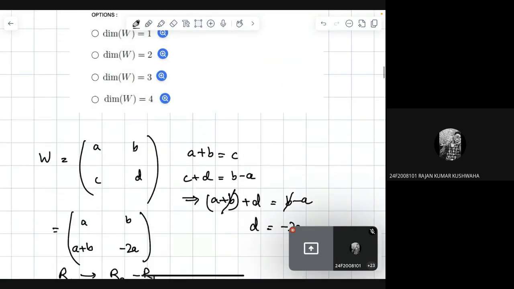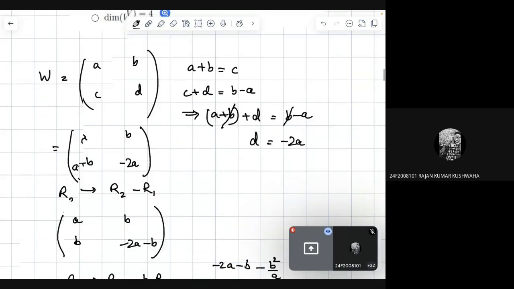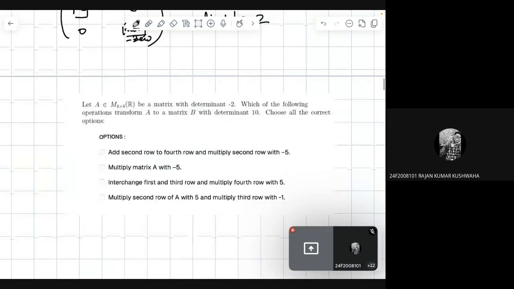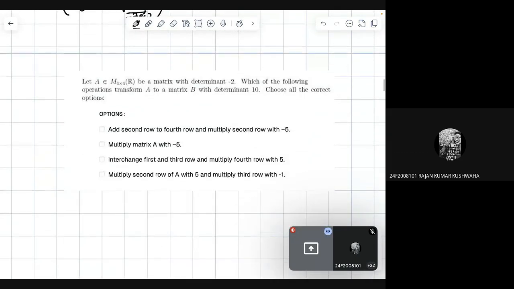So now we move on to the next question. Okay, this is a similar one. I think you can do it. This is a similar type of question that we had seen.